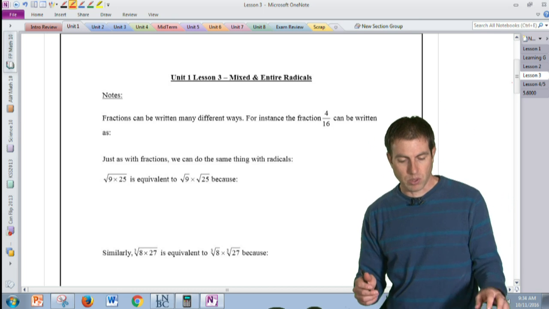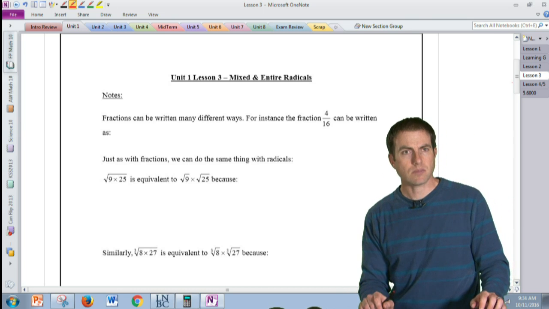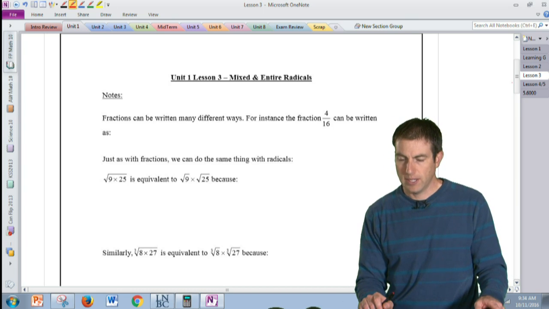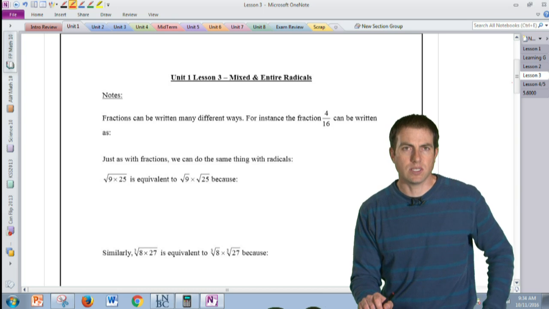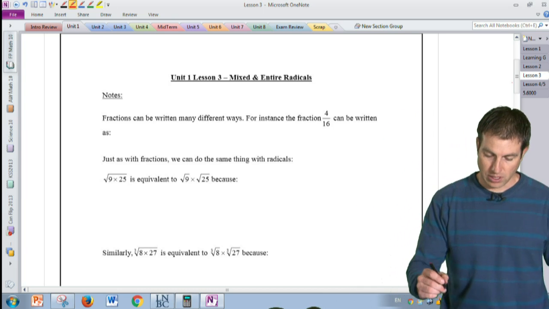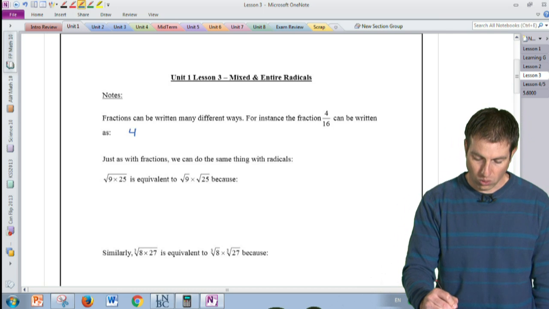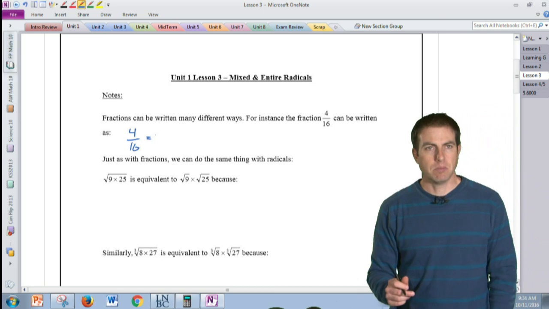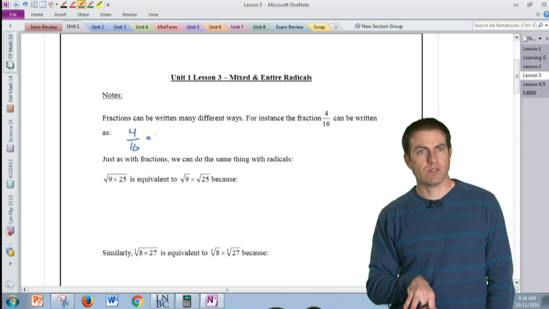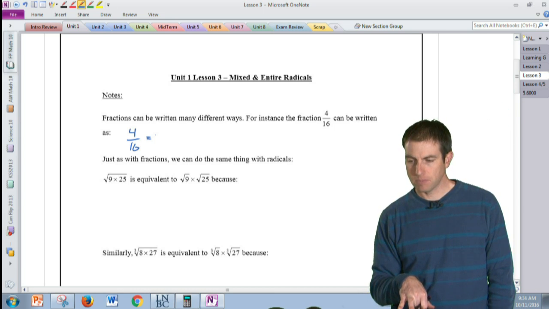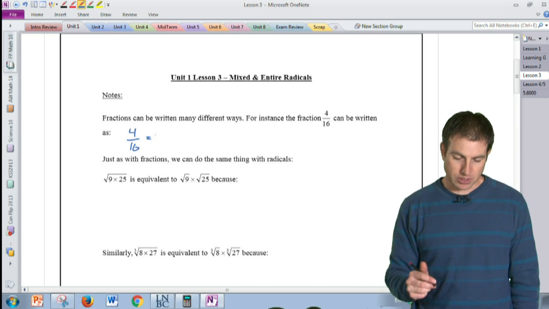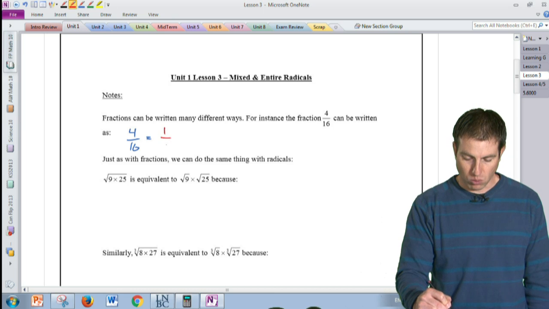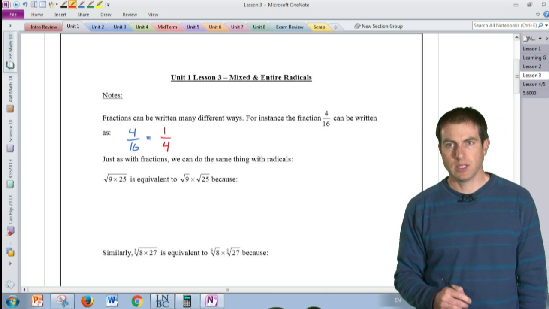Fractions can be written in many different ways. So 4 over 16. Can anyone think of a few ways of writing that? You just throw it into chat if you want. What's another way of writing 4 over 16? So essentially, these things are all equivalent. 4 over 16 is the same as or equal to. Anybody think of another way to write 4 over 16? 1 over 4. Perfect. What you've done there is you've simplified. You said 4 goes into 4 once, 4 goes into 16 4 times.